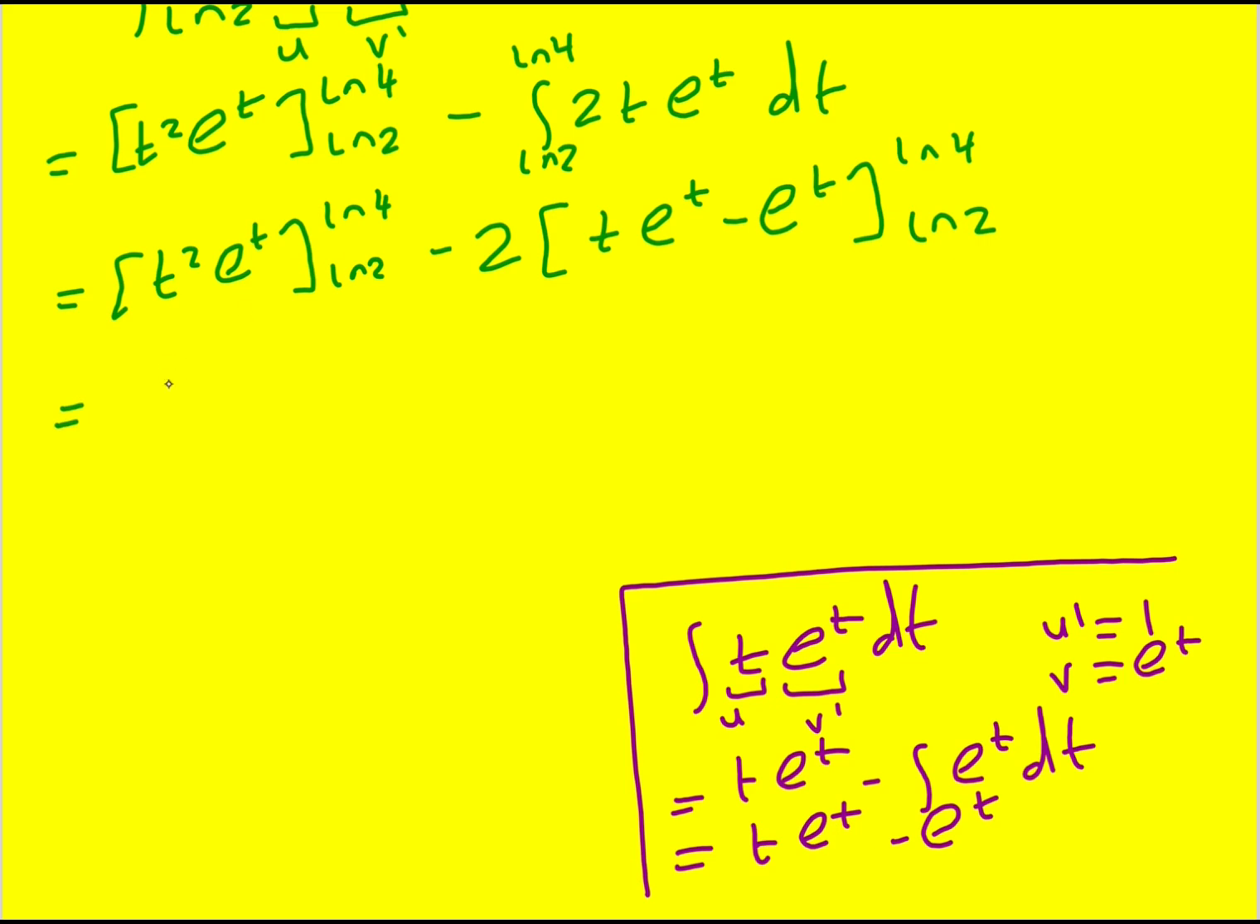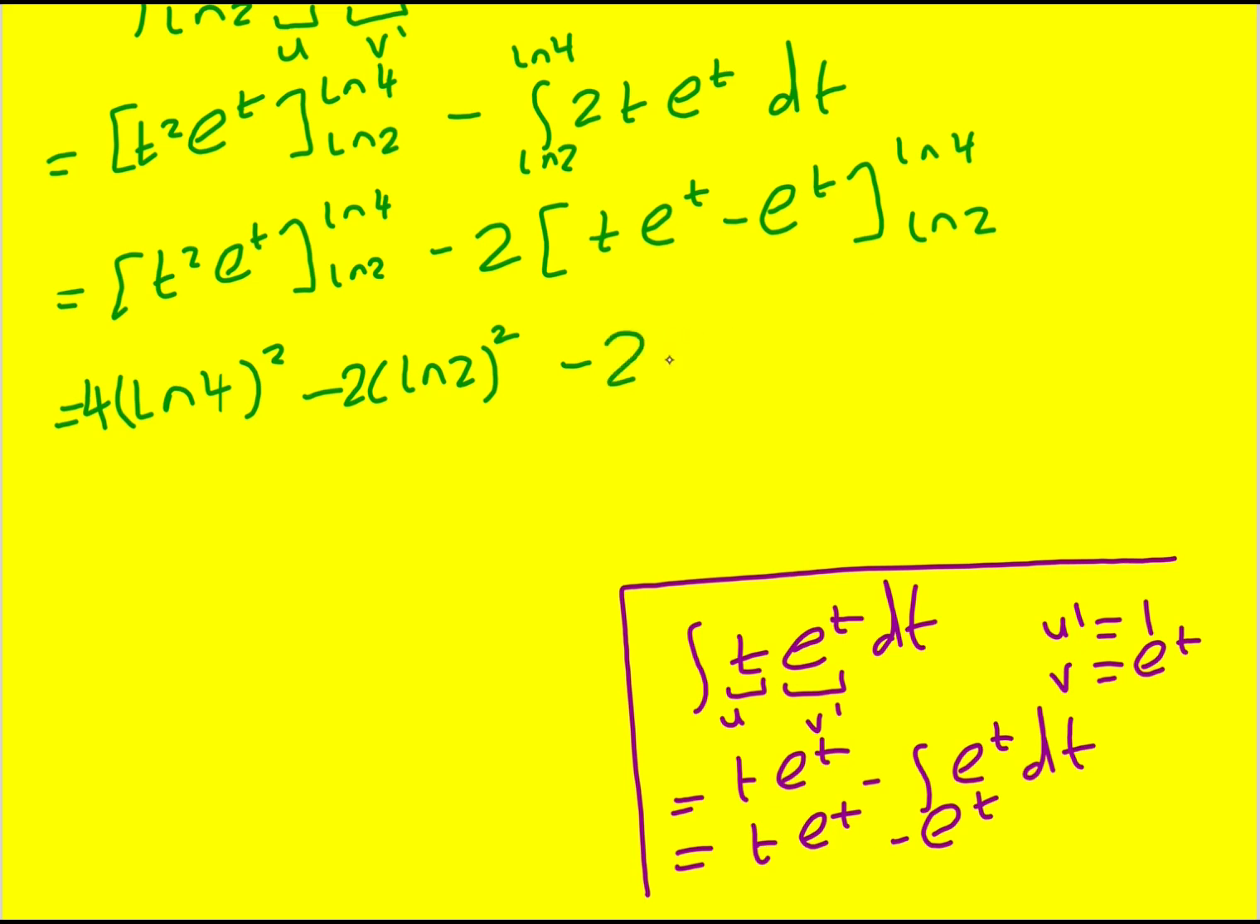Okay, let's sub in. So I'm going to get ln 4 all squared, and then e to the ln 4. Now e to the power of ln cancels out, so I'm just going to get 4. And then it's going to be minus ln 2. You can kind of see some of the similarities already appearing now. Times e to the ln 2, that's going to be minus 2 ln 2 all squared.